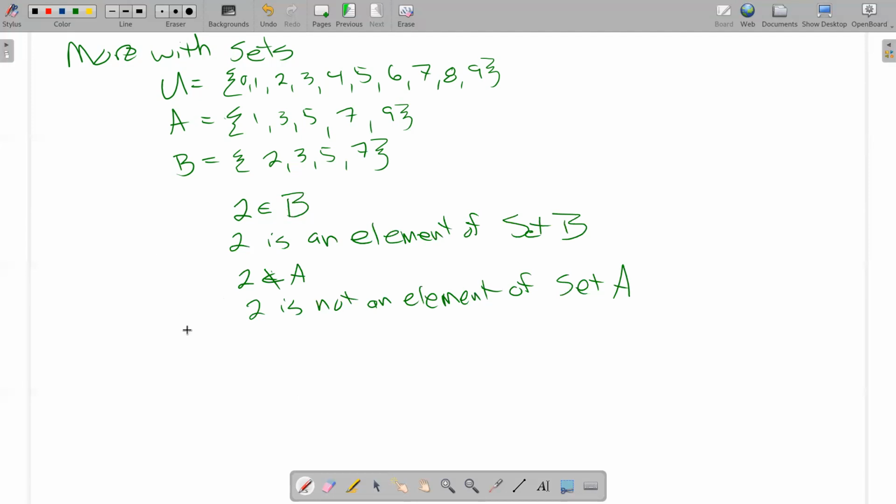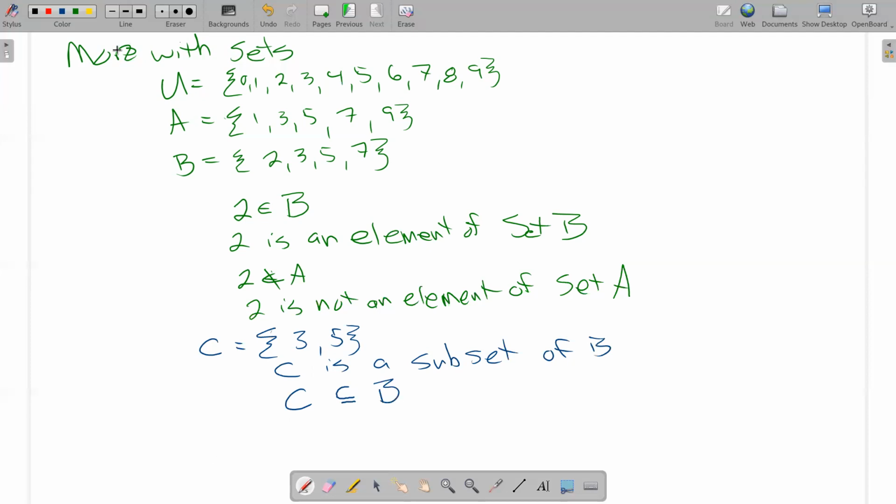So that's one important symbol. Another symbol we'll come across is the idea of a subset. So if I make a new set, C, and I say C is just the numbers 3 and 5, then I could say C is a subset of B, because the 3 and the 5 in C are also in B. In symbols, that would look like this, C, and then it's a sideways U with a line underneath it, and then B. Now, the line underneath is kind of like a less than or equal to. This says C is less than or equal to B.